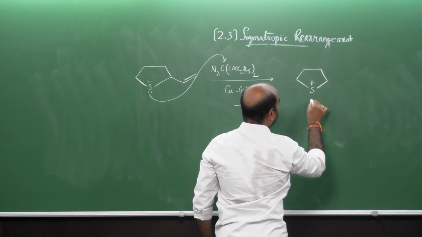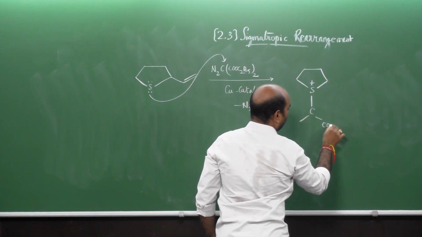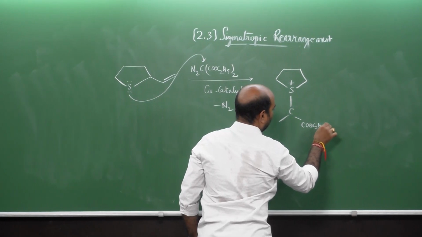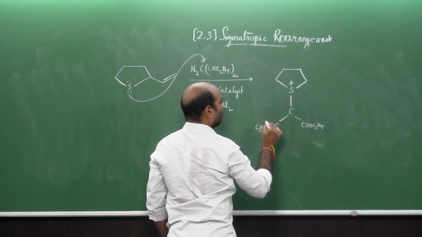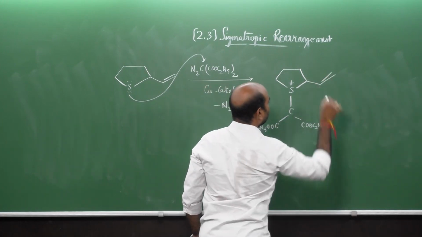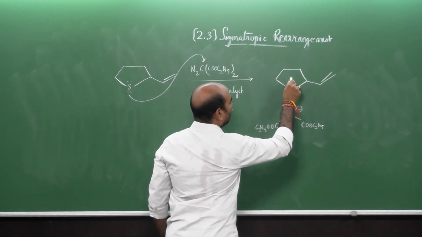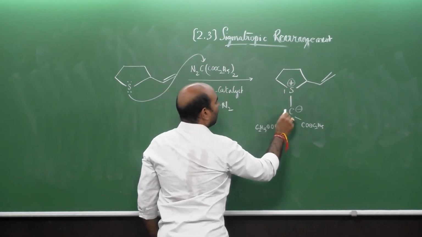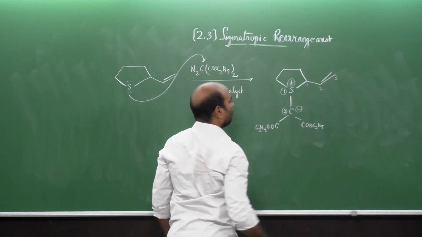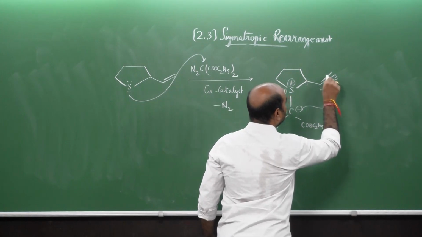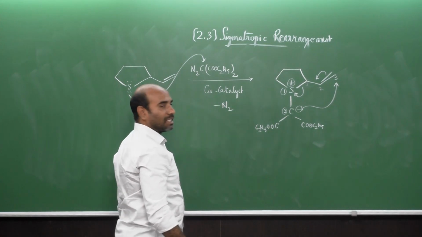Which is now connected to the carbon, which is having COOC2H5 as well as COOC2H5, and because of this you will be seeing the negative charge on this carbon atom. So 1 and 2, this is 1, 2 and 3. So there is every possibility of showing the 2,3 sigmatropic rearrangement.